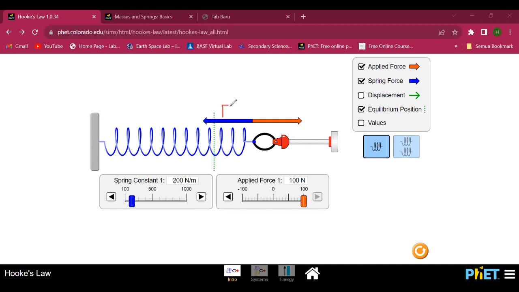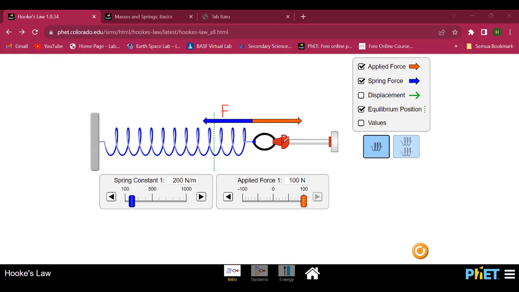So the restoring force of a spring is the force when a spring moves back, returning into its normal position or its equilibrium position. So that's the understanding of restoring force.